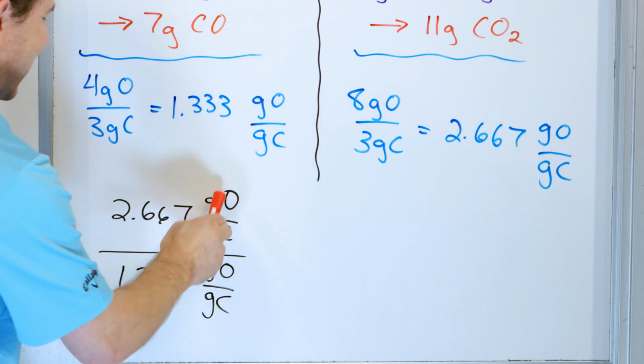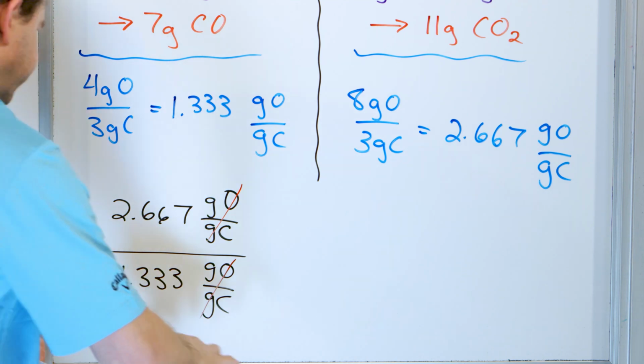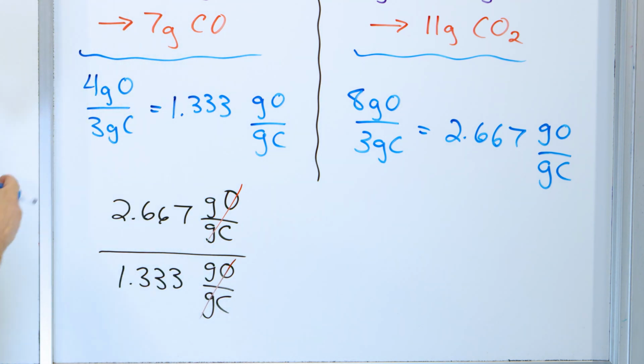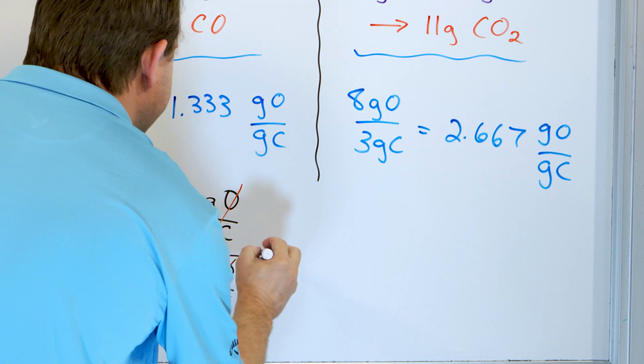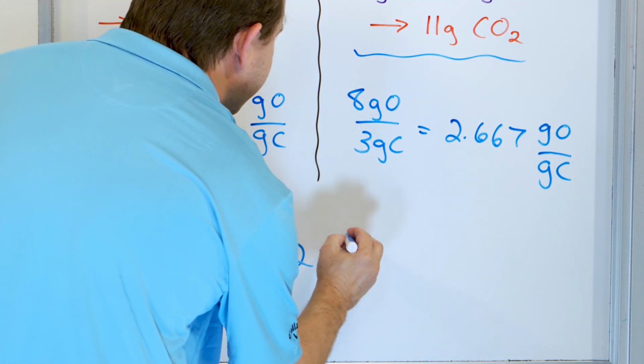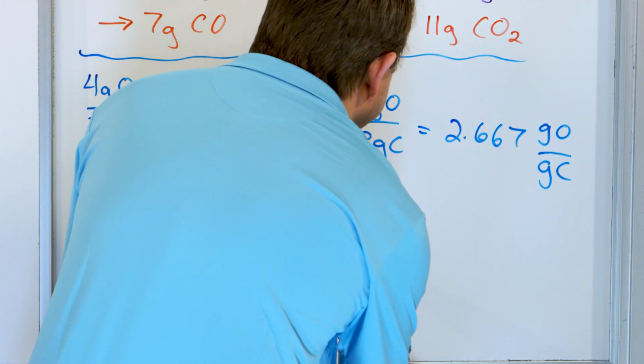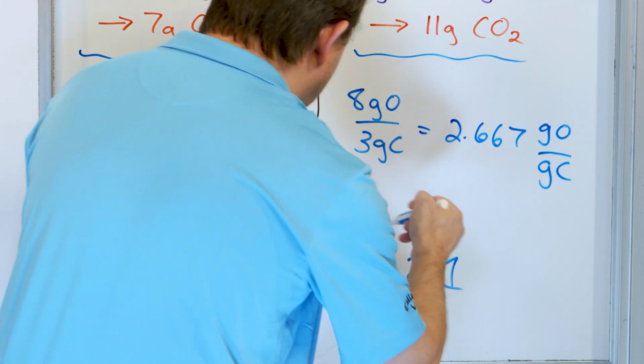Now we have the exact same units on the top and the bottom, so just like any unit conversion, they're going to cancel. And what do you get when you take 2.667 divided by 1.333? You get exactly 2, the number 2. And the number 2 can be written as a fraction 2 over 1, which can be written as a ratio of 2 in ratio with 1.